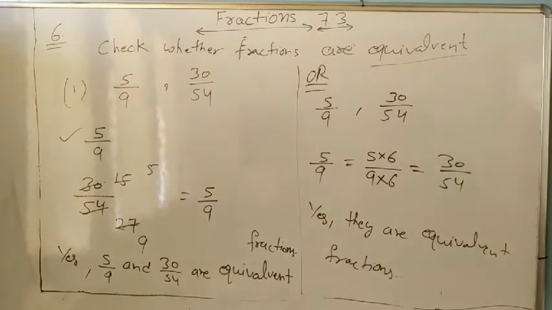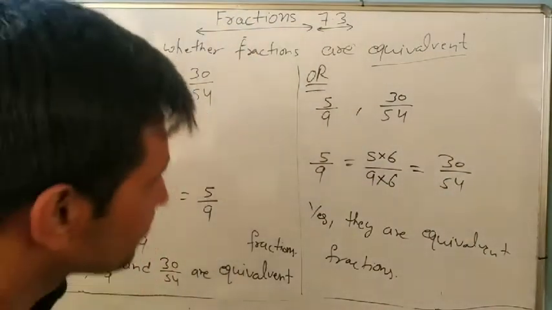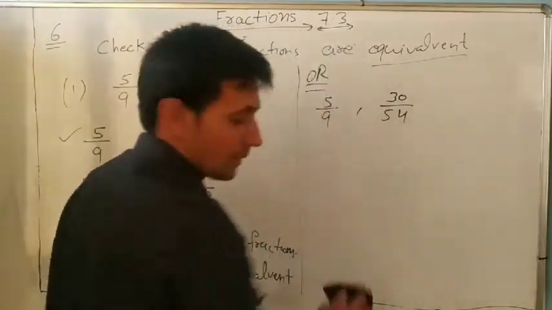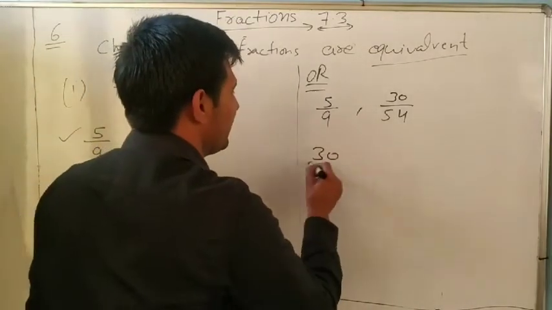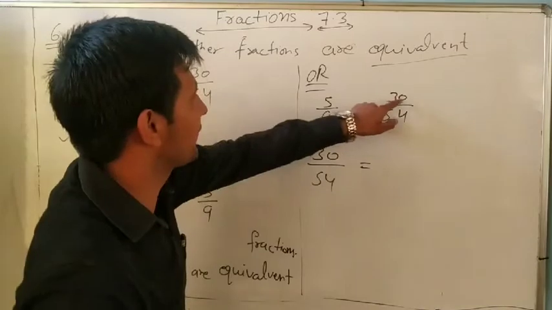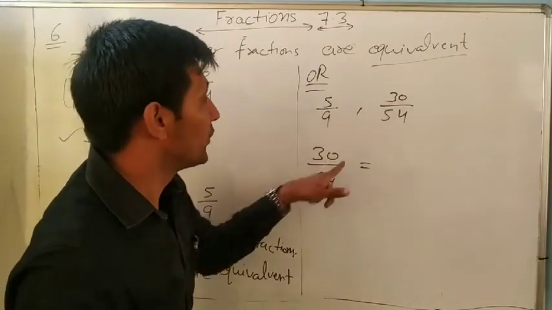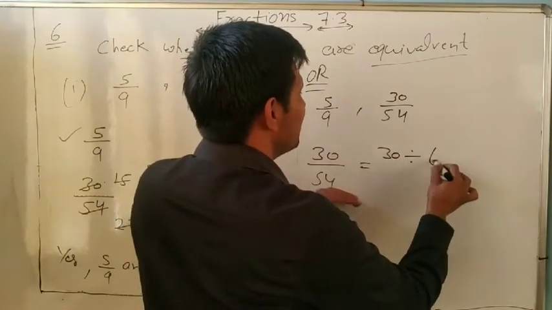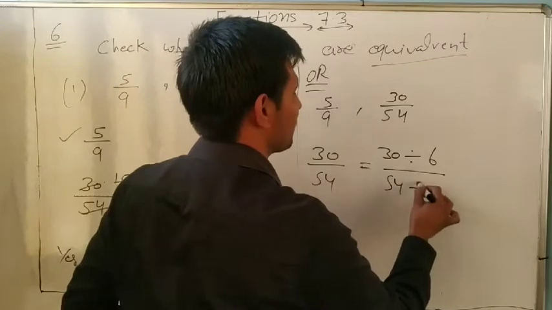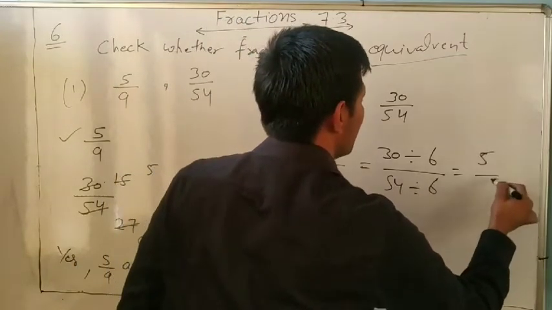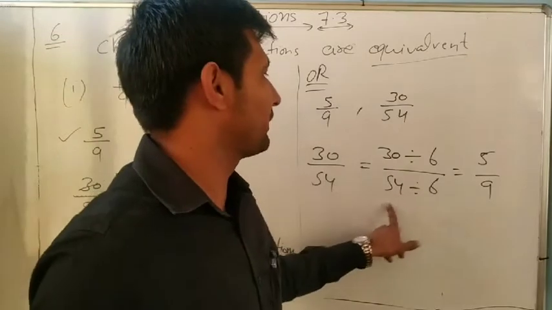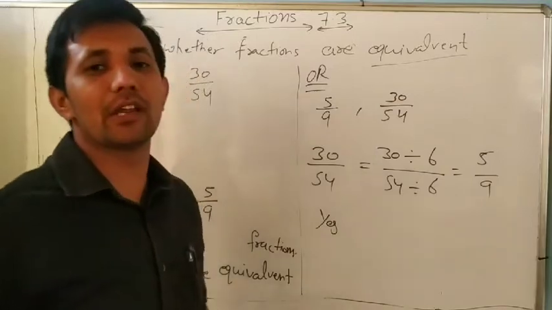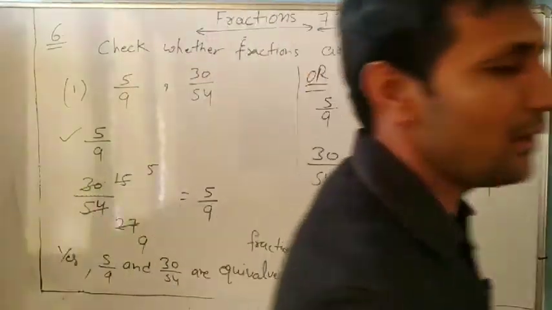Otherwise, you can find like this also. You can take 30 upon 54, but we need 30 and 5. What number do you divide 30 by to get 5? 30 divided by 6. So 54 is also divided by 6. So 30 divided by 6 is 5, and 54 divided by 6 is 9. So it is 5 by 9. So yes, they are equivalent fractions. Any one method you can use. Okay.